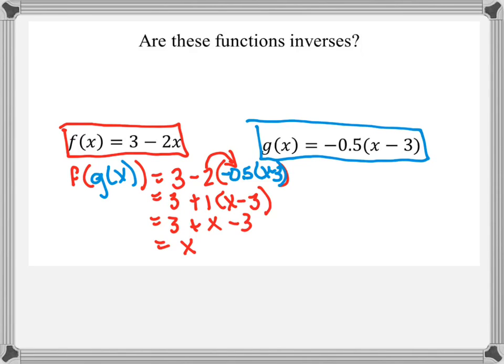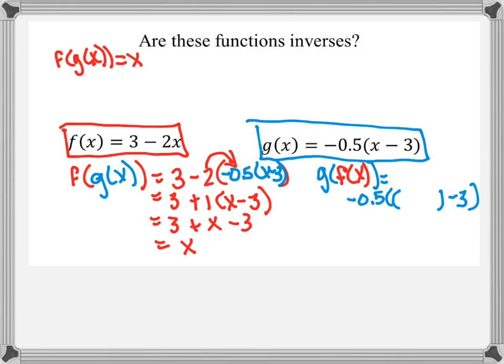So we now have that f of g of x equals x, but we do need to check it the other way as well. So we need to check g of f of x. So I'll start by writing the g function, -0.5 times x minus 3, but instead of x, I'm putting parentheses, and we'll substitute 3 minus 2x into the parentheses. We'll simplify inside first.